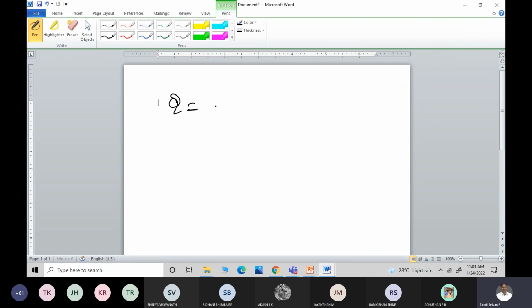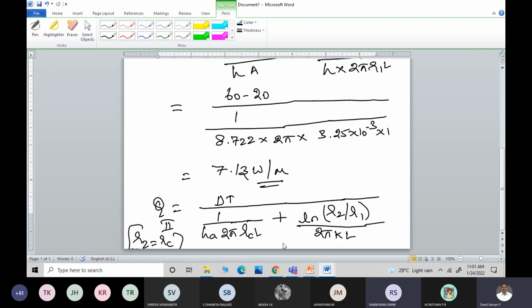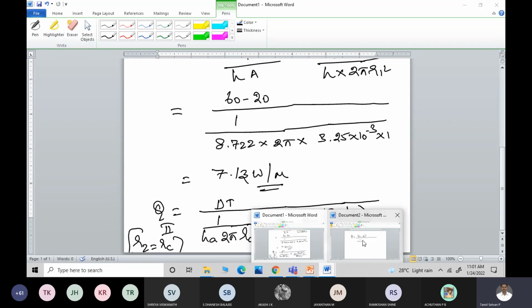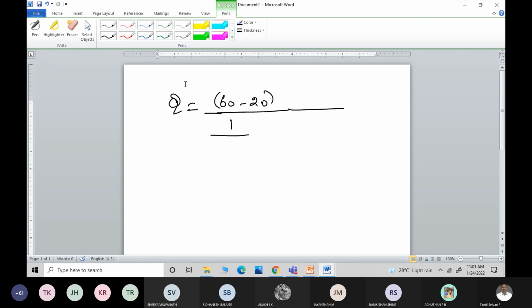All of you got that? 60 minus 20. Is it visible? Everyone? Yes, sir. 1 by hA into A. What is the h value? 8.722. 2 pi into critical radius, which is 0.019 meters. Is it correct? 1 by hA into 2 pi into RC, 0.019 into 1.